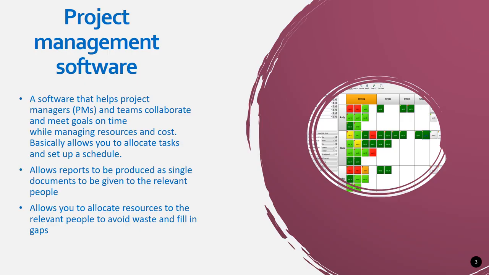You could do a daily report, a weekly report, a report just about resources, or a report just about one particular thing, which makes it easier for all the people working on the project. It also allows you to allocate resources to the relevant people. You can click on a resource, highlight it and give it to one particular person who's going to be responsible. It also allows you to look at the whole project, identify any gaps and fill them in.